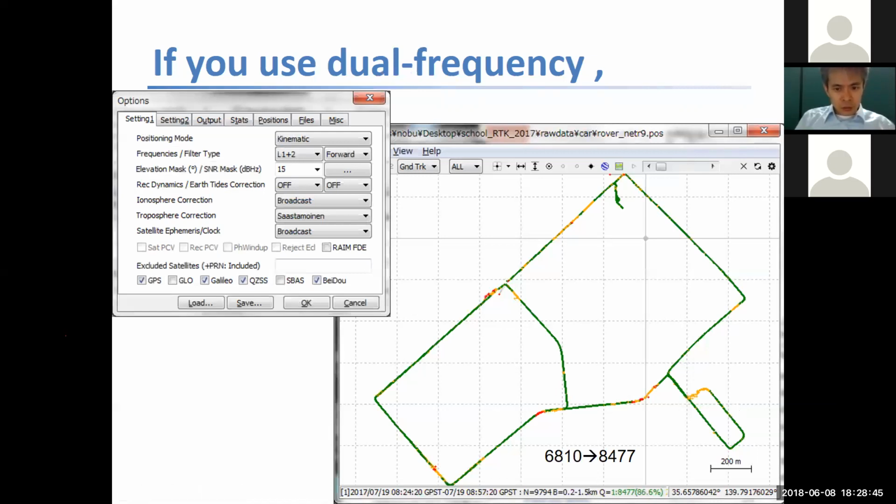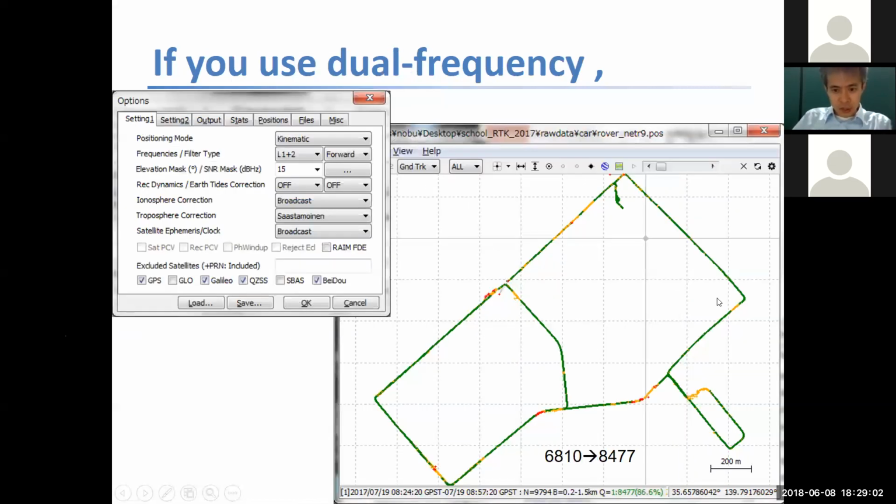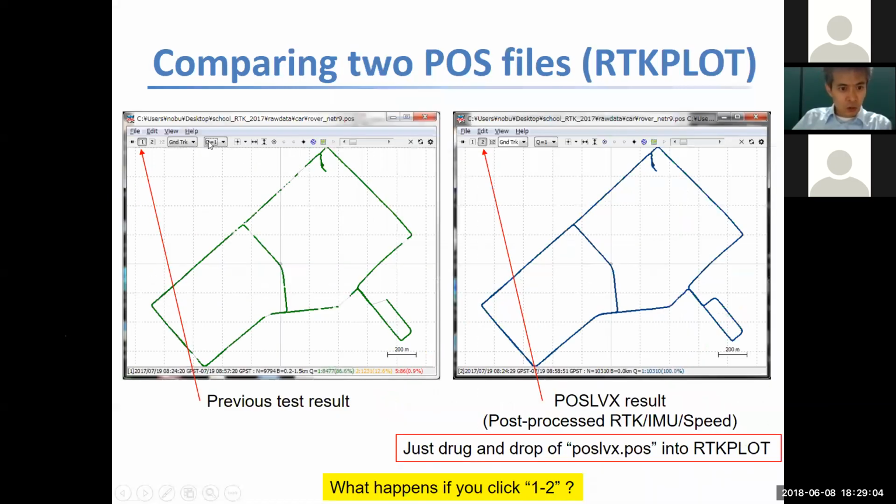Okay, so next is comparing two pos files. I had similar questions in the previous webinar. So you can compare two pos files. The left one shows the previous test results, only Q equal 1, so only fixed solutions. And the right figure shows the post-LVX result, so post-process RTK, FOG, and speed sensors.